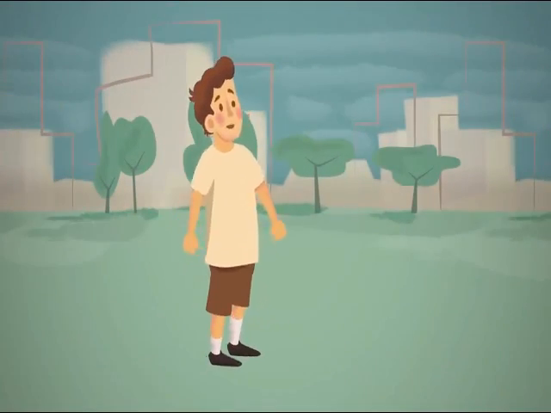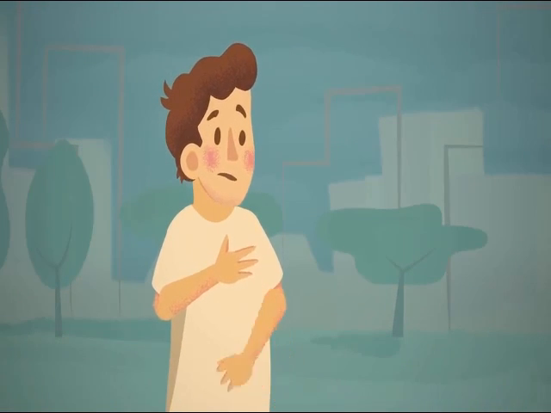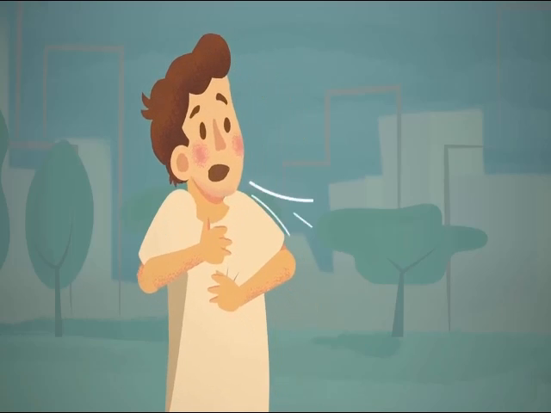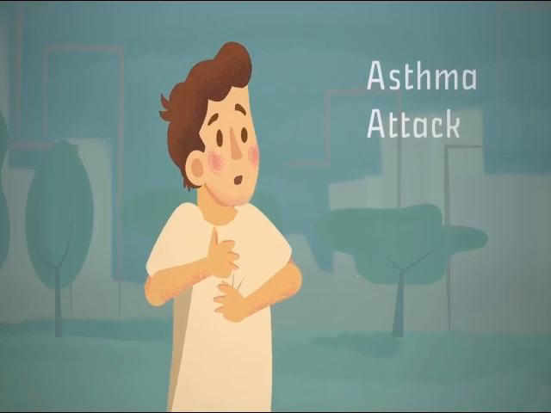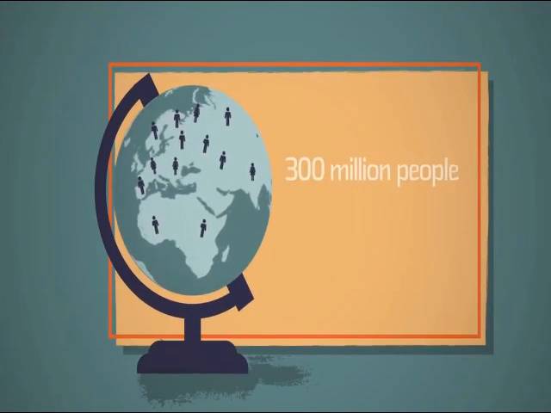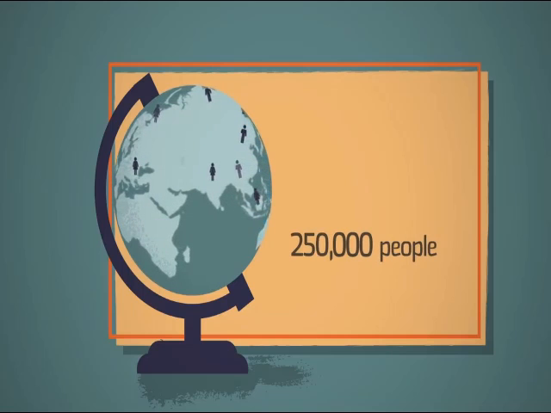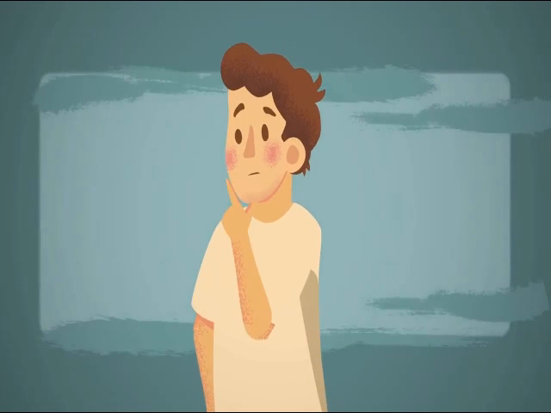It starts with a cough or a wheeze. Soon, your chest feels tight. Your breathing speeds up and gets shallower, making you feel short of breath. These are common symptoms of an asthma attack. Around the world, more than 300 million people suffer from asthma, and around 250,000 people die from it each year. But why do people get asthma, and how can this disease be deadly?